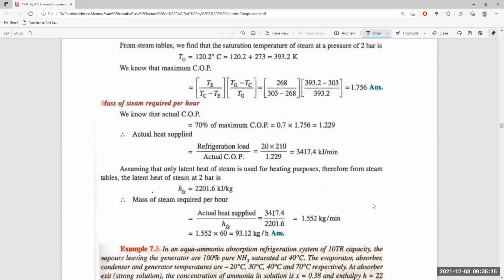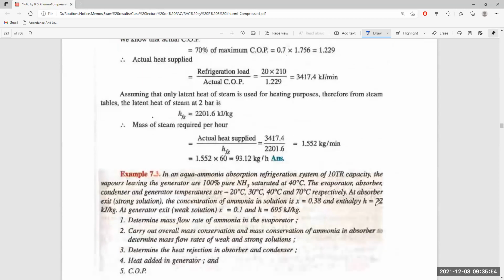Assuming that only the latent heat of the steam is used for heating purpose, from the steam tables the latent heat at 2 bar is hfg 2201.6 kilojoule per kg. The mass of steam required per hour is the actual heat supplied divided by hfg. So we put in the value after the heat supply is known. We have to know the amount of latent heat. If you divide and multiply by 60, we get the mass of steam per minute, 93.12 kilojoule per kg. Next problem.